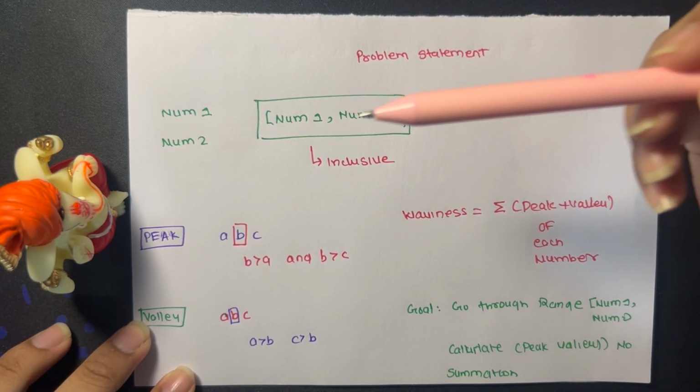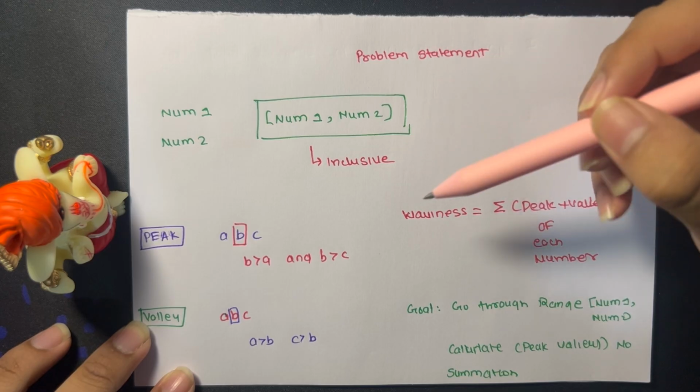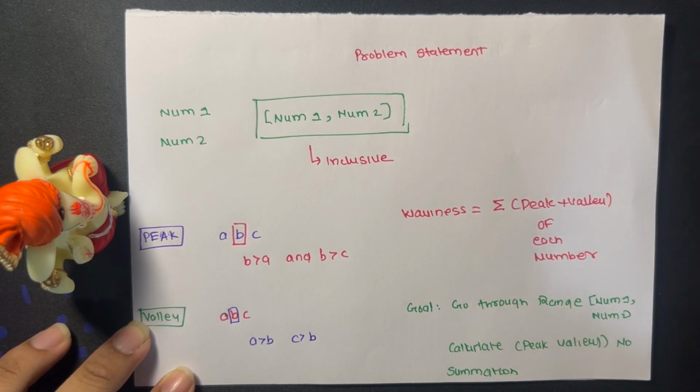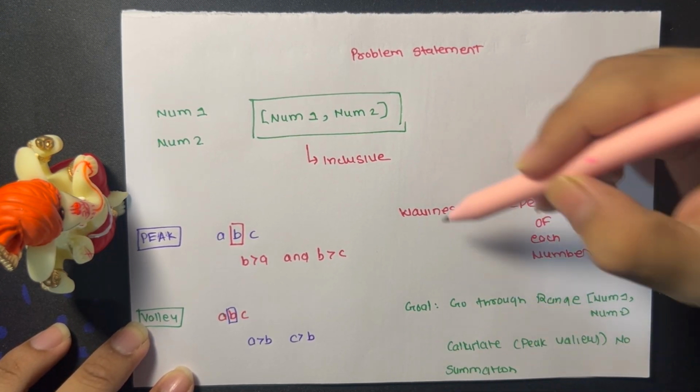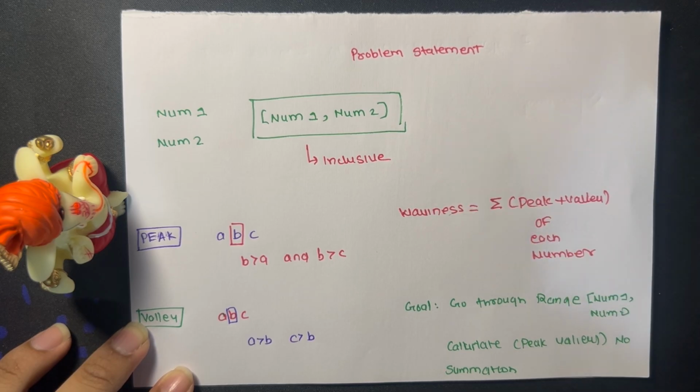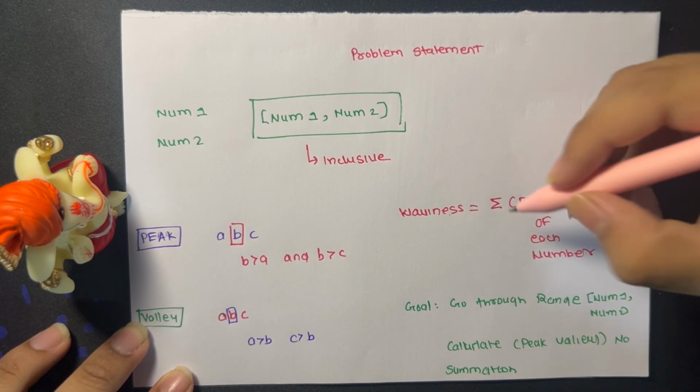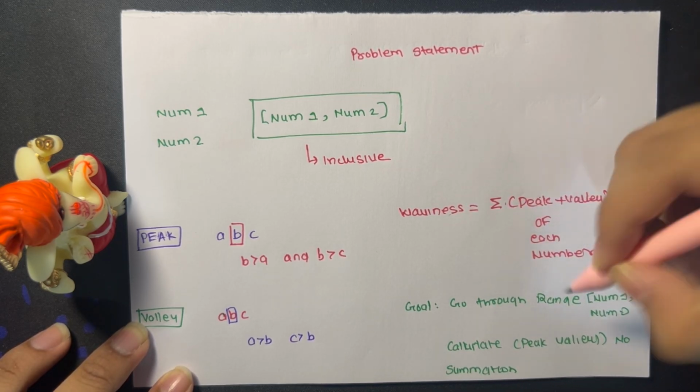So we have been given two numbers, num1 and num2, and we have an inclusive range of num1 and num2. What we need to do is calculate the waviness. So how is this waviness calculated? It is the summation of peak plus valley of each and every number.